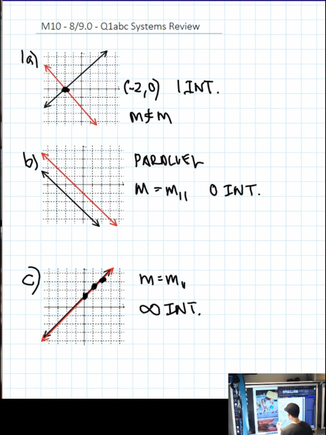So again, from 1A, if we have different slopes, we always have an intersection, and we're going to find those intersections. If we have parallel lines, they never touch, and we have 0 intersections. If we have two lines on top of each other, we have an infinite number of intersections when we have the same slope and the same y-intercept, whereby they are the same equation.